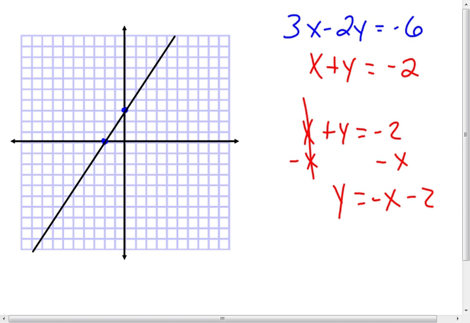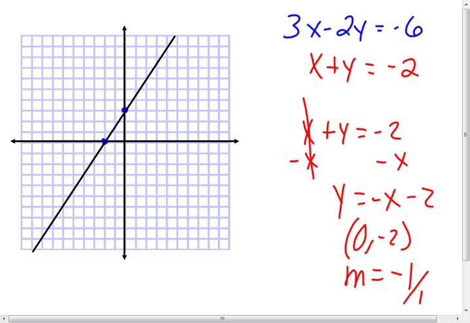What this gives us is two pieces of information. The first thing is the y-intercept, and that's at the negative 2 point, so that would be 0, negative 2. And then we also know the slope of the line, and that's the coefficient of the x, so that's going to be negative 1. And don't forget, anytime you have a whole number or integer, that's always over 1, so that you can do your rise over run.